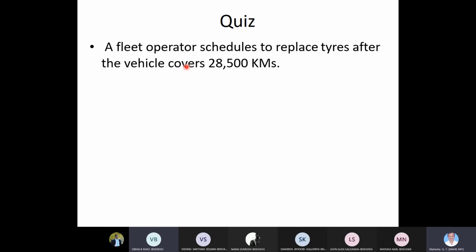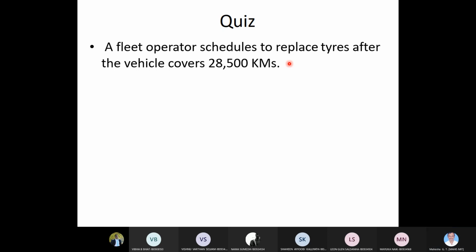A fleet operator schedules to replace the tires of his vehicle after the vehicle covers this many kilometers. Note it down, each one. This is just something you don't take very seriously. To bring you out of that constant hearing mood, I am giving you one small exercise quiz.